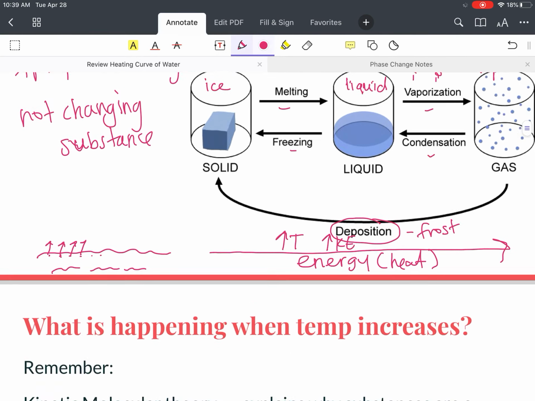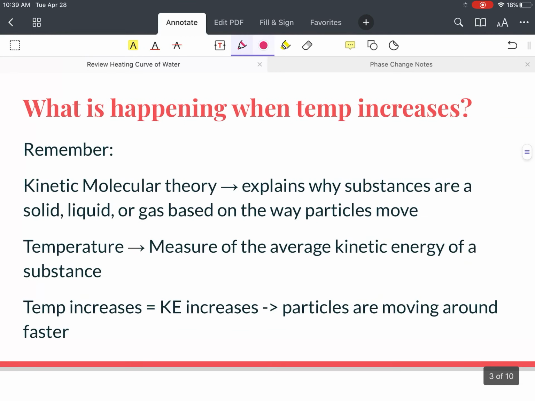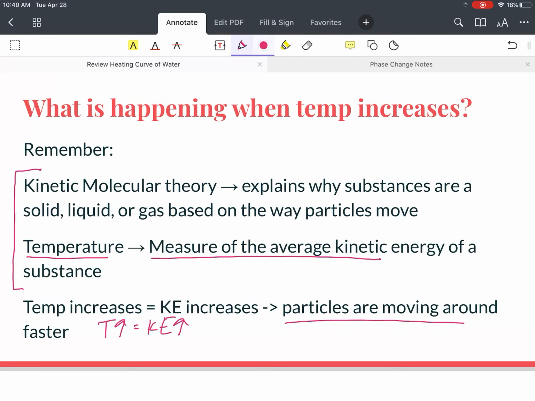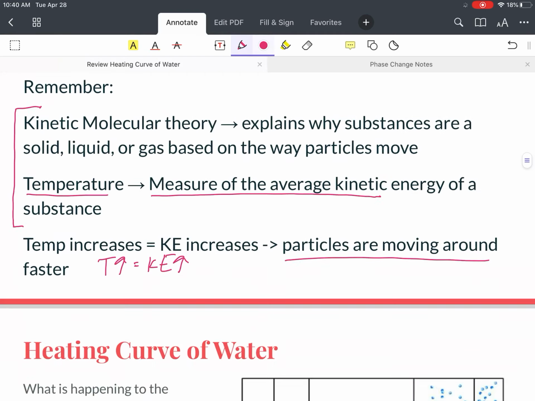One thing we should already know, make sure we're remembering that temperature is a measure of our actual kinetic energy. It's not necessarily a measure of how hot something is, even though they're related, because as I add heat or energy, the energy of those particles increases. But technically, temperature is the measure of kinetic energy. So as my temperature increases, my kinetic energy increases, which means my particles are moving around faster. Like if you eat a candy bar, you're going to jump around fast.